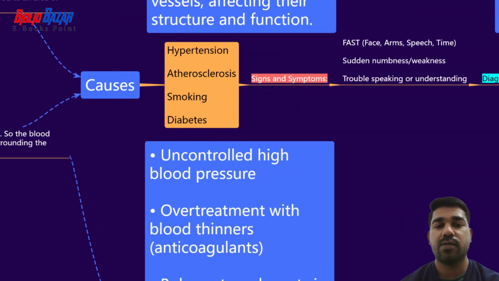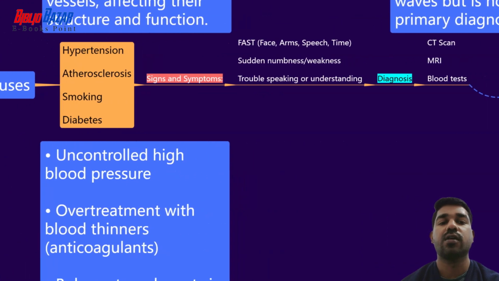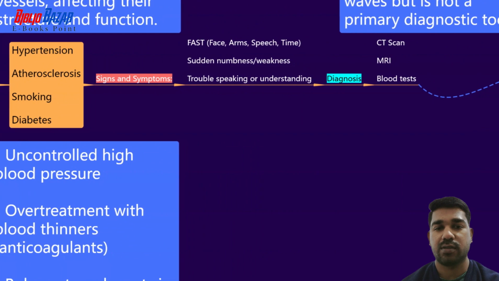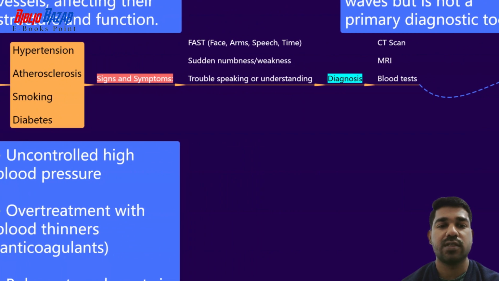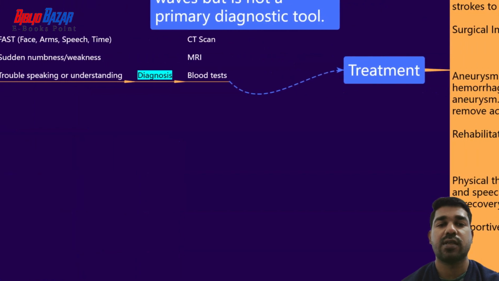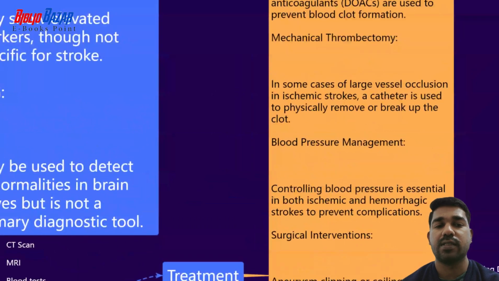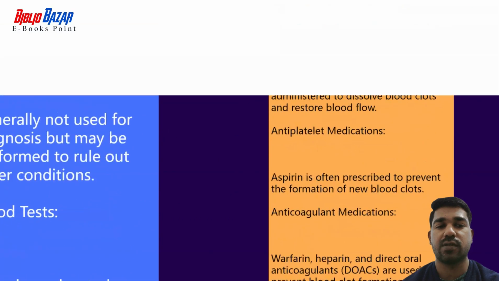The common stroke signs and symptoms are facial droop, weakened arms, slurred speech, and the person will be confused. He will lose time orientation. Then sudden numbness, weakness, and trouble speaking or understanding. The diagnosis is by CT brain or MRI, or other blood tests can detect the stroke.